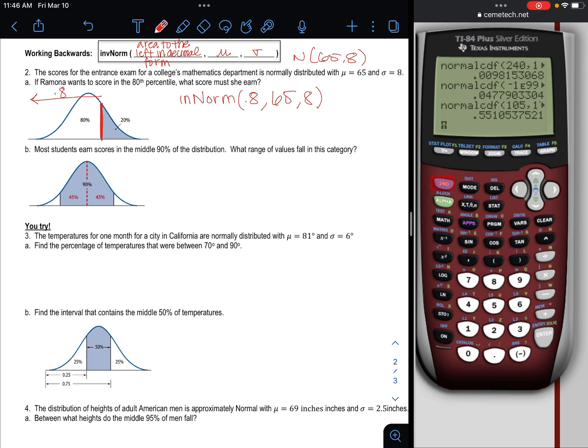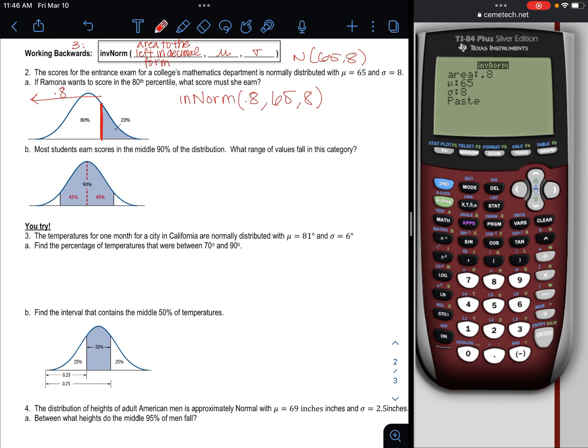So we're going to hit second vars, which is distribution. Option number 3, so I'm going to write that down right there. Option number 3 is inverse norm. So once again, if you have a TI 83, you're going to put 0.8, comma, your mean, which is 65, and then your standard deviation, which is 8.